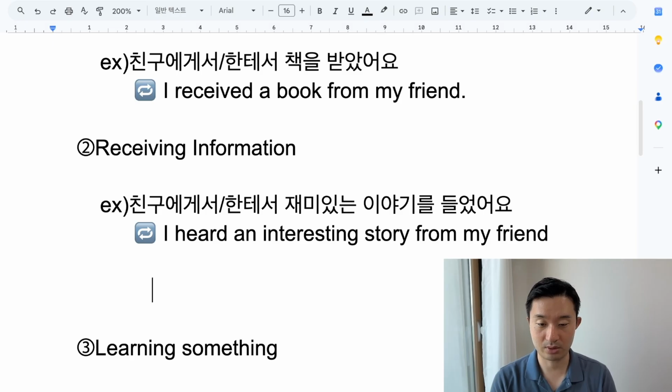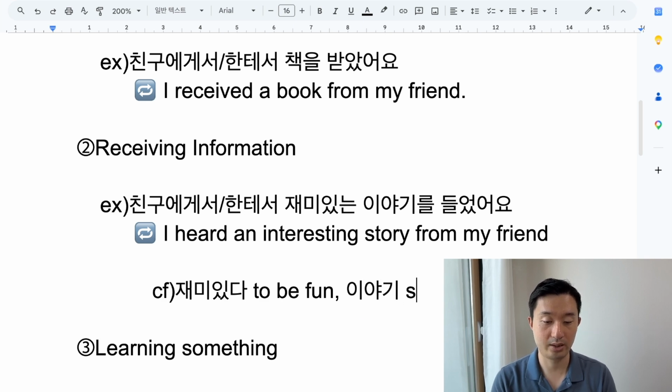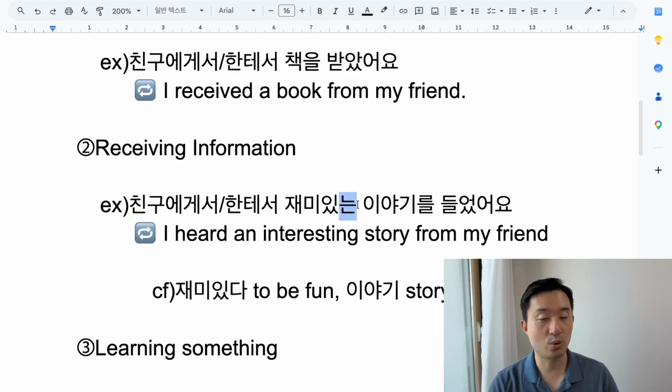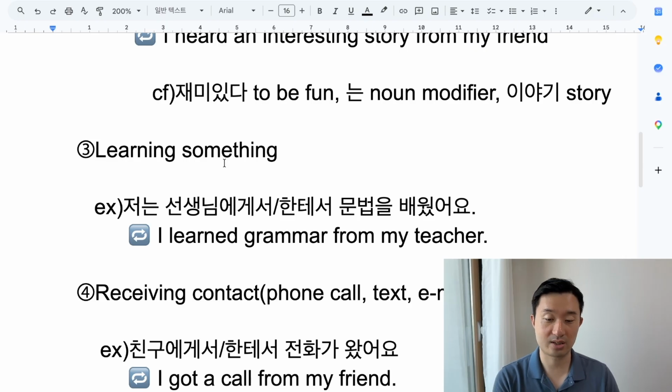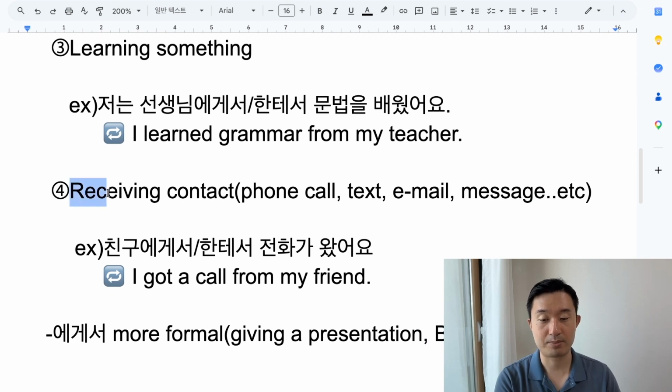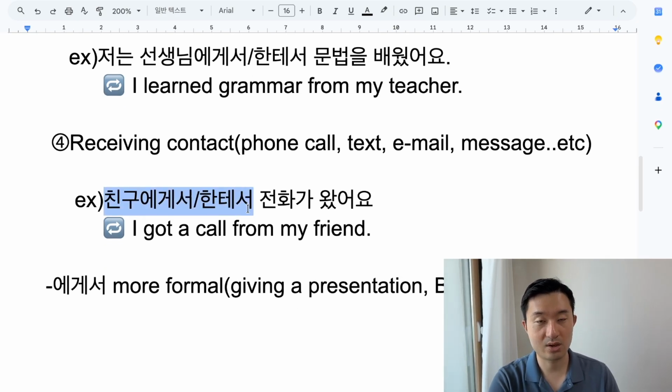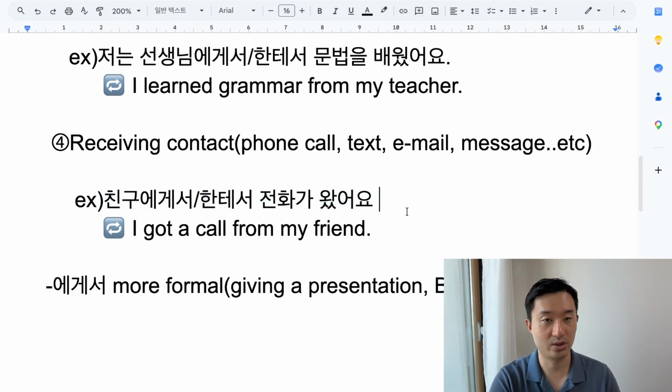Just in case people don't understand this one, 재미있다 is to be fun, 이야기 is story, and 는 is what we call a noun modifier. And the third case, learning something: 저는 선생님에게서 or 한테서 문법을 배웠어요. I learned grammar from my teacher. And the last case, receiving contact, phone call, text, email, message: 친구에게서 or 한테서 전화가 왔어요.